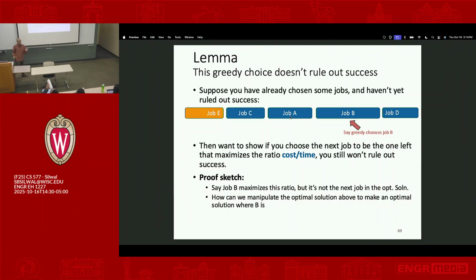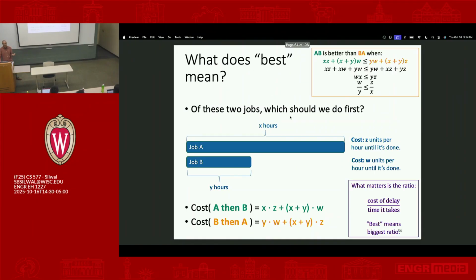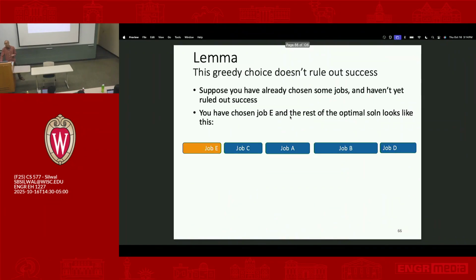So I know that B is better than A in that ordering. So then I swap. And then I swap B and C. And then I get to another schedule that's as good as the optimal schedule, right? Because every swap that I make does not hurt the optimal schedule. That's essentially the math that we just did, right? It's always better to follow in terms of cost per time, if I just have two jobs.